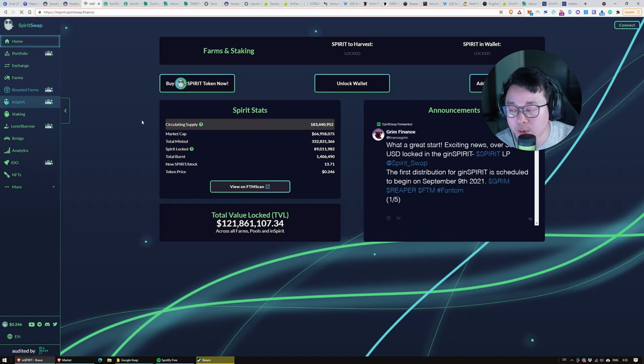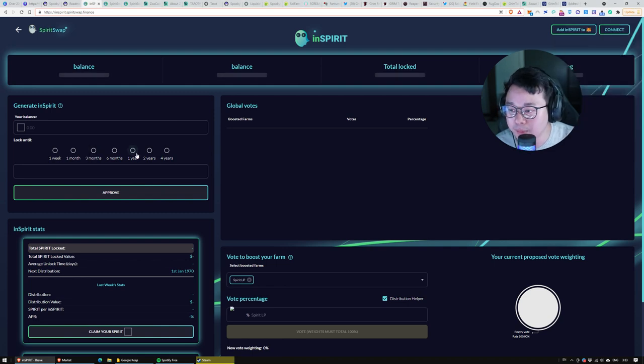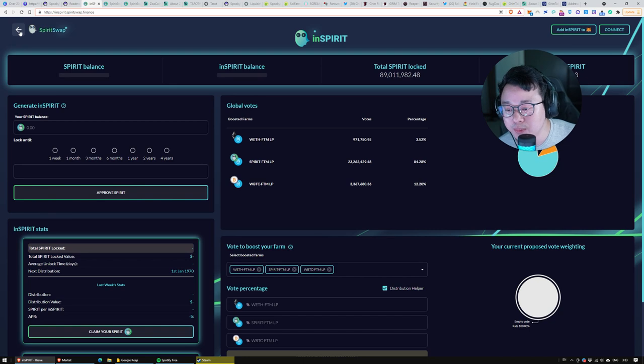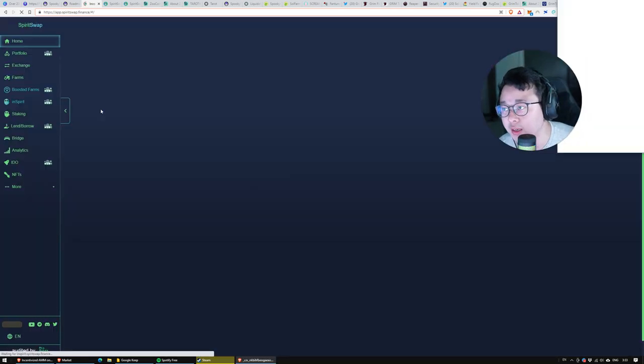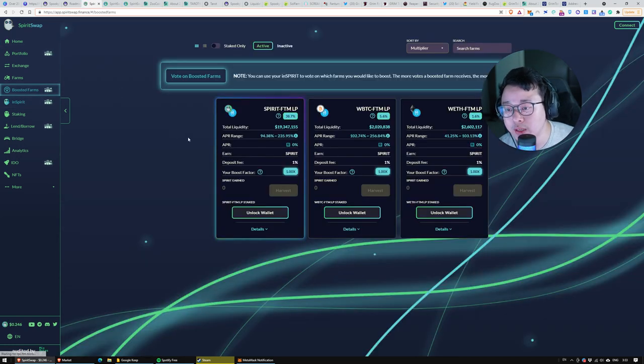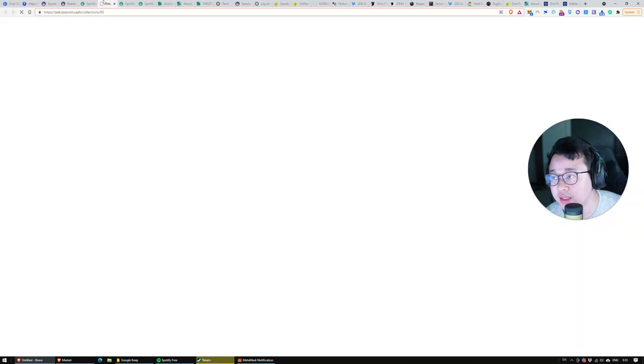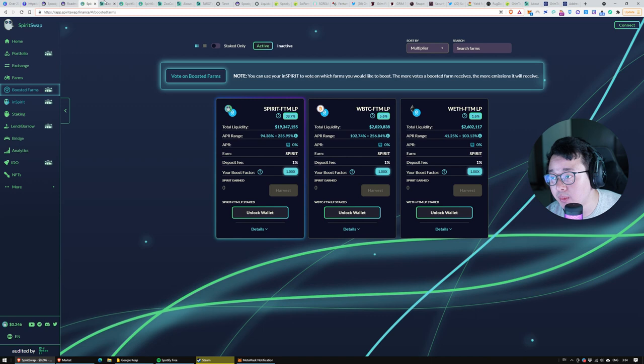So basically, you can stake your Spirit token for a certain amount of time. The longer you stake, the more rewards you earn. And then this inSpirit token gives you certain benefits. For example, you can go over to Boosted Farms. In the Boosted Farms, you can use your inSpirit tokens to vote on which farms you would like to boost. And the more votes a Boosted Farm has, the more emissions it will receive, which means the more rewards it will give out in the form of Spirit tokens. So I thought that was quite interesting. And of course, they also have a bridge and some NFTs. So I think they do have a bit more innovation compared to SpookySwap.